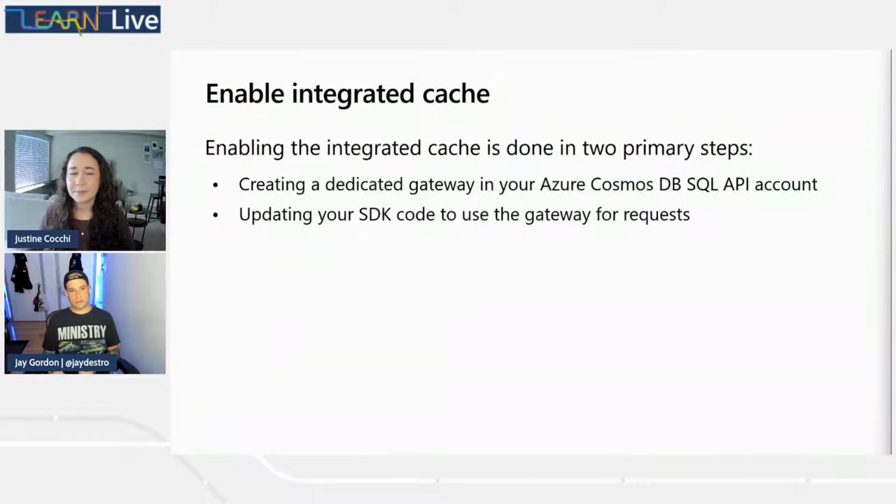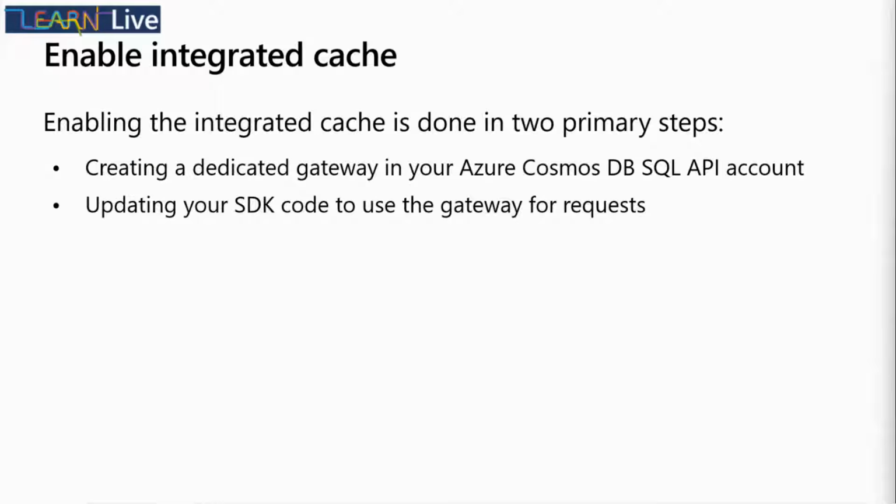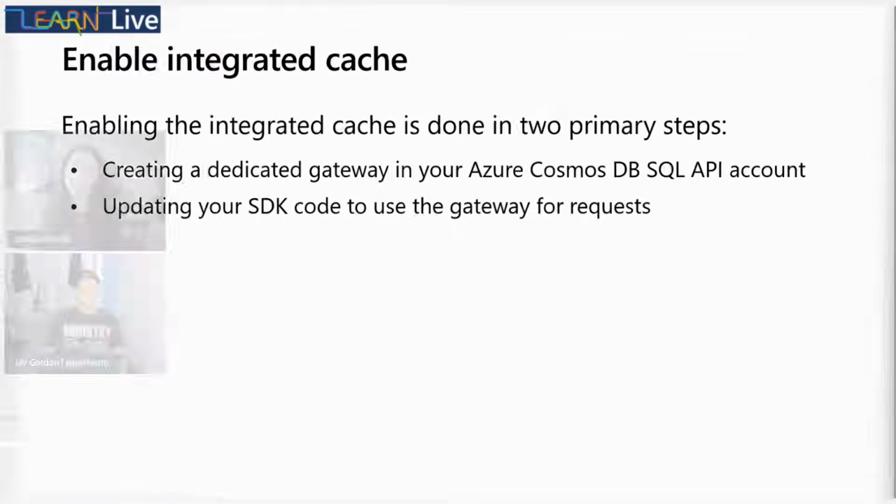So the next portion we're going to talk about is enabling the integrated cache, and I'd love to hear more about that, Justine. Yeah, so to enable the integrated cache, you need two things. First, we've already mentioned this, the integrated cache is built into the dedicated gateway. So without the dedicated gateway, we wouldn't have a cache. The first step is to actually go ahead and create that dedicated gateway in your SQL API account. As we mentioned, this is only available for SQL API accounts as of now.